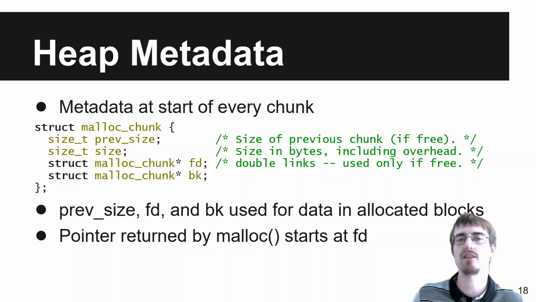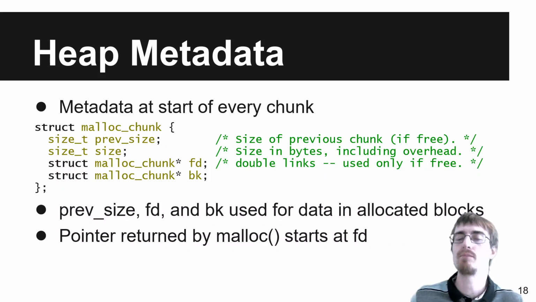This is not the case. So actually, dlmalloc is very efficient with memory, and it will only use those fields that are necessary. And it turns out not all the fields are always necessary. In particular, the previous size is only needed if the previous block is free. If it's not free, this space will be used for data.